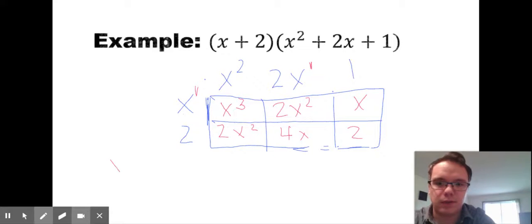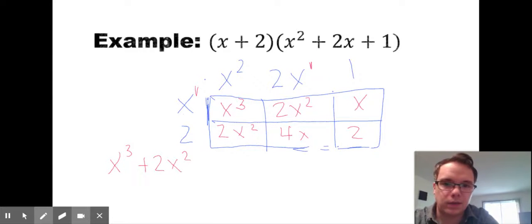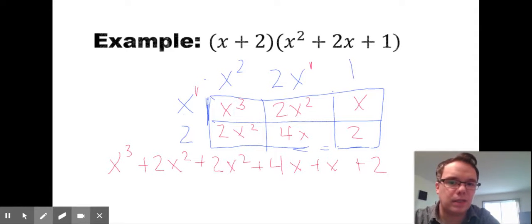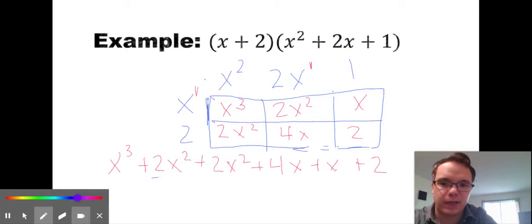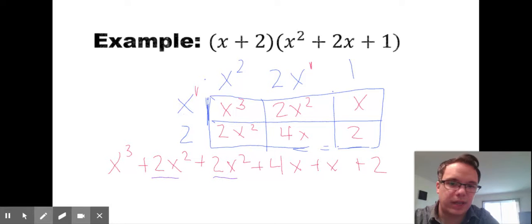So if we write that out, I have x cubed plus 2x squared. And then I'm going to go back up here, plus another 2x squared. And then I have a 4x. And then over here I have an x. And over here I have a 2. So if you notice, I went down my boxes. I did that so that the like terms that we have are going to show up right next to each other. So I have 2 x squared terms, and I have 2 x terms. So I'm going to combine those.